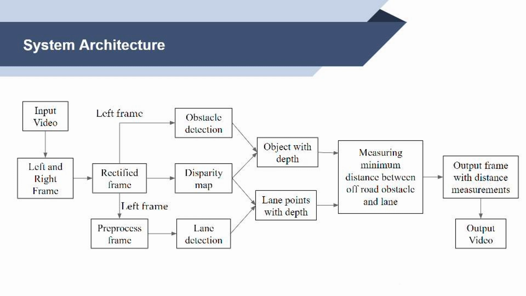Distance calculation. After completing the previous two steps, we have objects and lane points along with their depth information. To determine the distance between the lane points and the objects, we utilize the Euclidean distance calculation. This allows us to accurately measure the proximity between the lane markings and the detected objects.